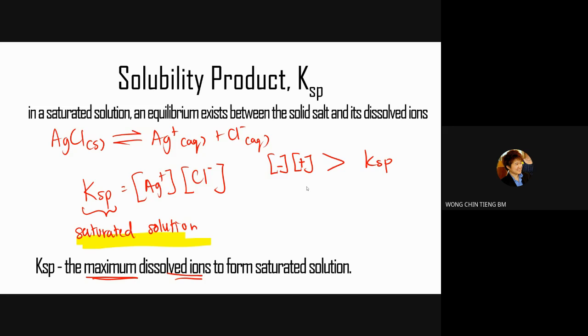Dia tak larut. It's not dissolved, betul? So dia akan jadi not dissolved. Bila dia not dissolved, dia akan ada precipitate. Nampak? Okay, that is what happen.